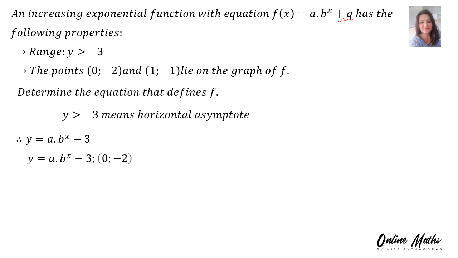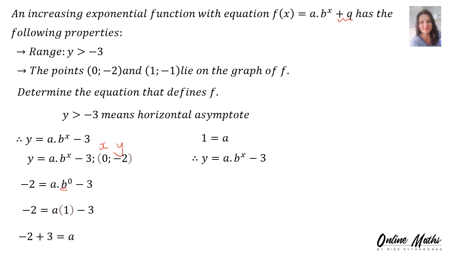Then we will take the first point, the point (0, negative 2), that consists of an x and a y. In y's place, we substitute negative 2 is equal to a times b to the, and in x's place, we substitute 0 minus 3. And then anything to the 0 is 1. Therefore, minus 2 is equal to a times 1 minus 3. Let it walk across. Minus 2 plus 3 is a. Therefore, a's value is 1. Then we can say, into the formula, y is equal to a times b to the x minus 3.